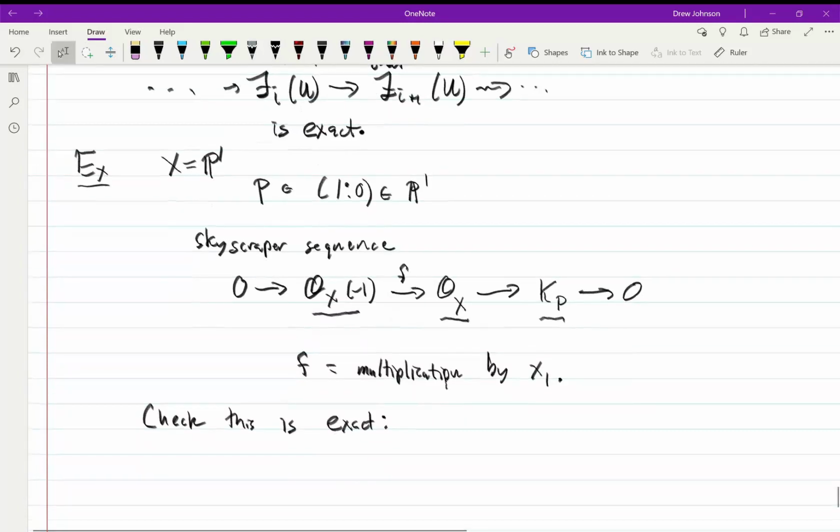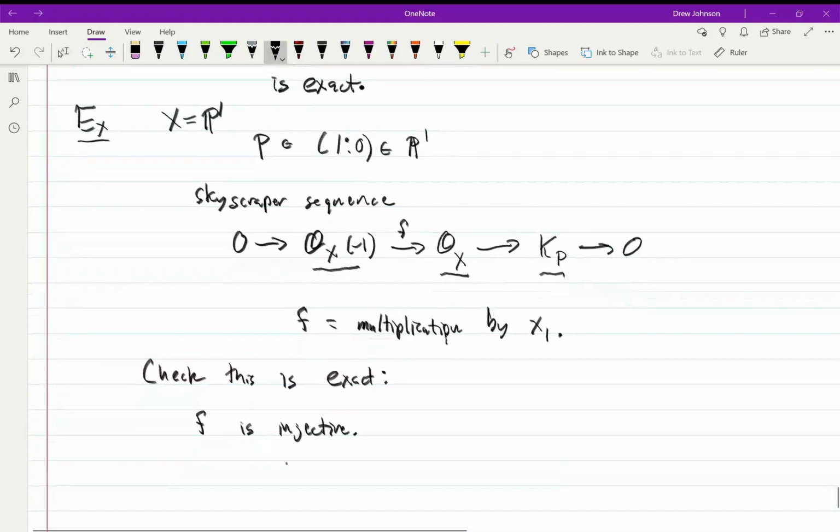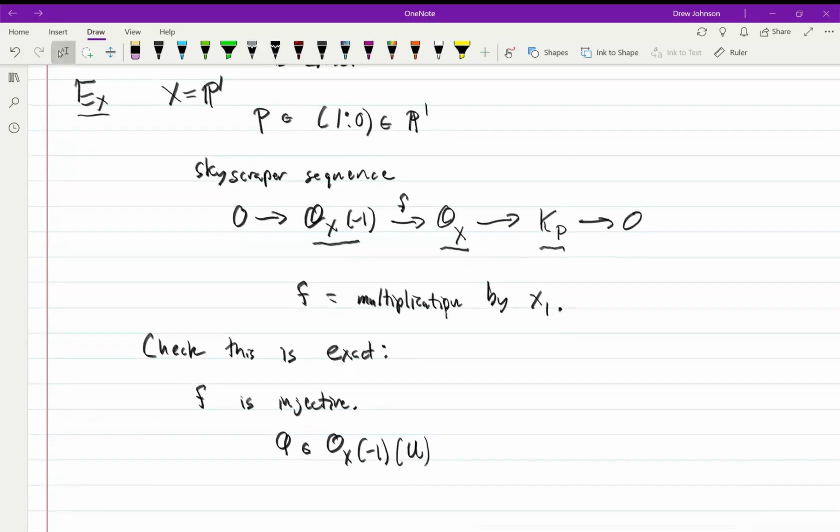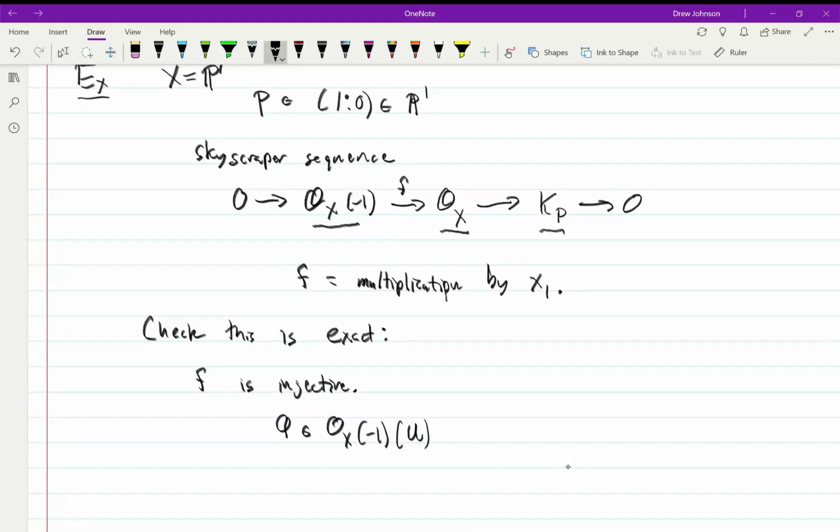All right, so the first thing we need to check is that f is injective. If we have a phi as a section of O_X(-1) of U, so remember this is just a quotient of polynomials of degree minus 1, then if we take phi times x1, this would be equal to 0 only if actually phi was equal to 0. Okay, so that shows that f is injective. All right, so that wasn't too bad.